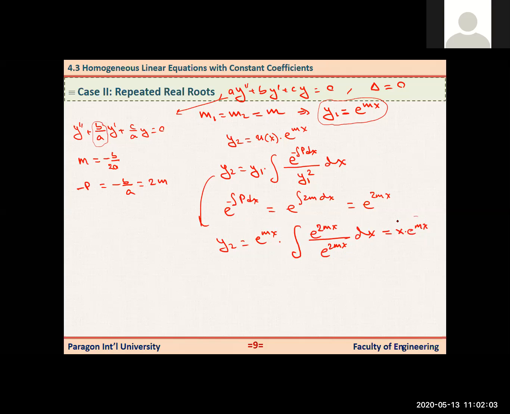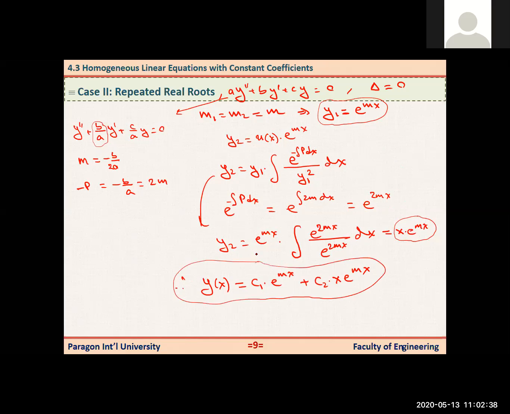Okay, and that is really important. Now we got the second particular solution. And you see here, e to the power mx and x times e to the power mx. These are linearly independent functions because they are not constant multiples of each other. Now I can write, if the roots are equal, then the solution of the given differential equation is C1 times e to the power mx, all possible linear combinations of these two functions, plus C2 times x e to the power mx.